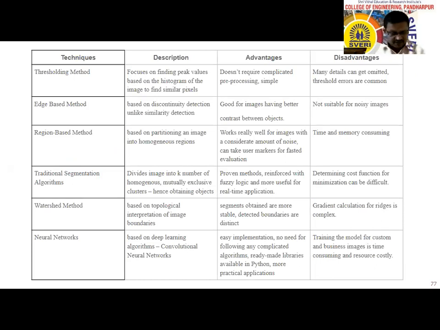Now, this is the comparison of the different methods. I will read this. Different techniques are there.